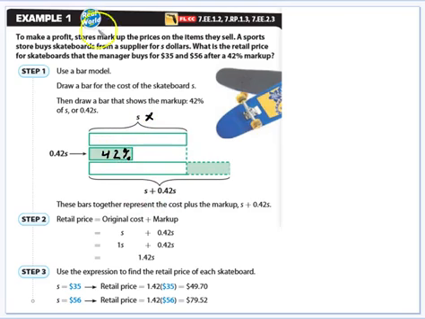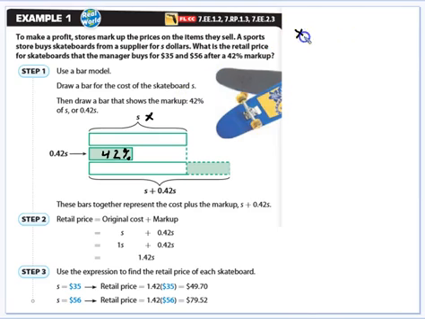Okay? So example one: to make a profit, stores mark up the prices on the items they sell. A sports store buys skateboards from a supplier for S dollars. What is the retail price for skateboards that the manager buys for 35 and 56 after a 42% markup? I'm only going to do 35, okay? So let's imagine we don't know it's 35. So it's for X dollars.